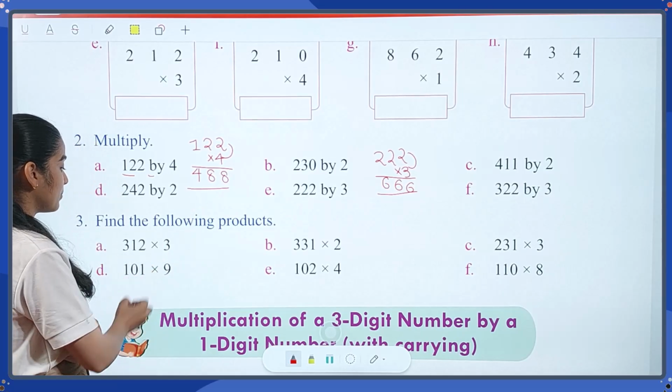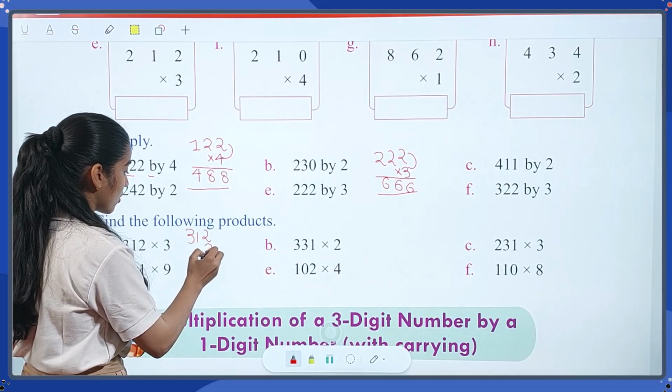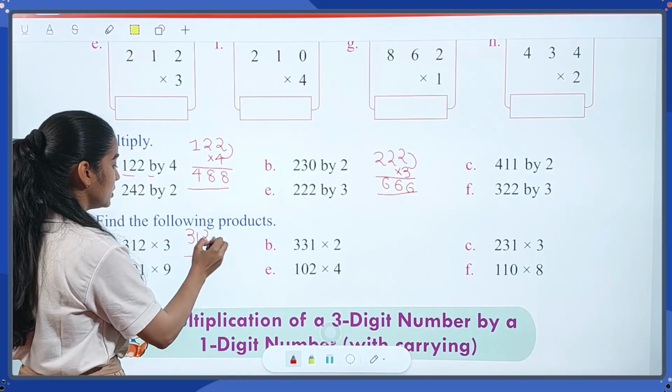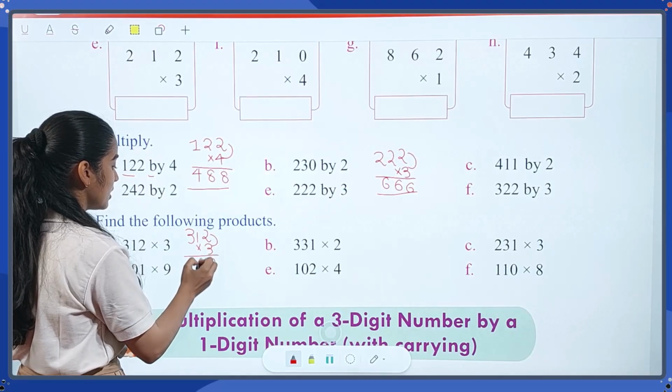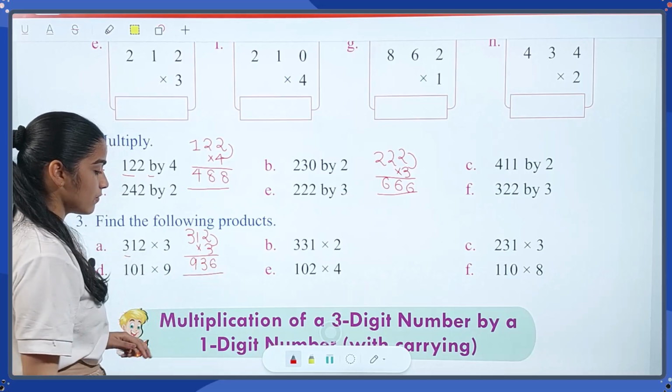If we take an example for this one, again you have to first arrange it into a column and then solve it. 3 twos are 6. 3 ones are 3. 3 threes are 9. So, 936 is your final answer.